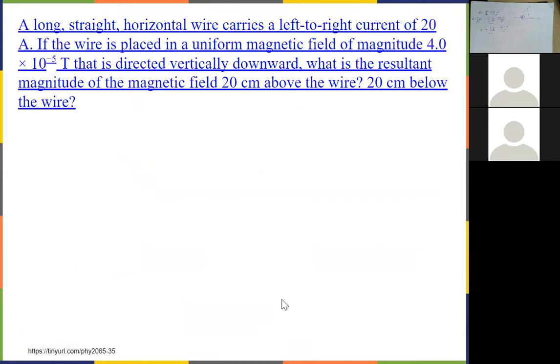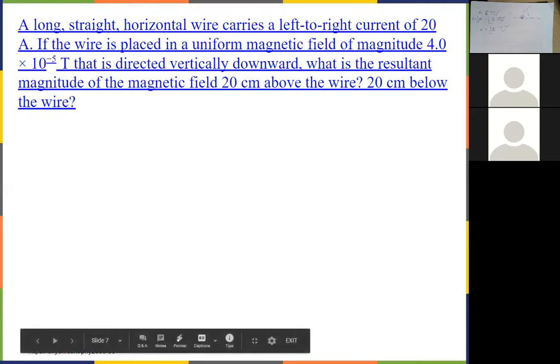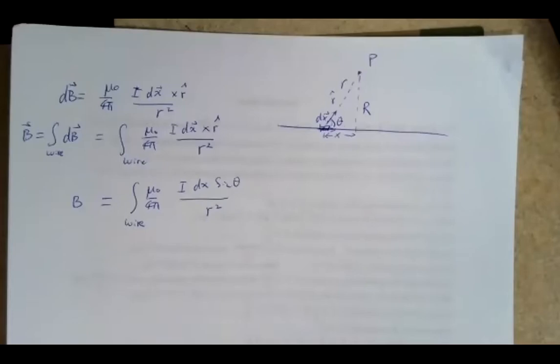All right, so let's take a look at the example associated with this topic here. It says a long straight horizontal wire carries a left to right current of 20 amps. If the wire is placed in a uniform magnetic field of 4.0 times 10 to the minus 5 Tesla that is directed vertically downward, what's the resultant magnitude of magnetic field 20 centimeters above the wire and then 20 centimeters below the wire? Okay, so let's scratch the problem and then see what this problem is about.